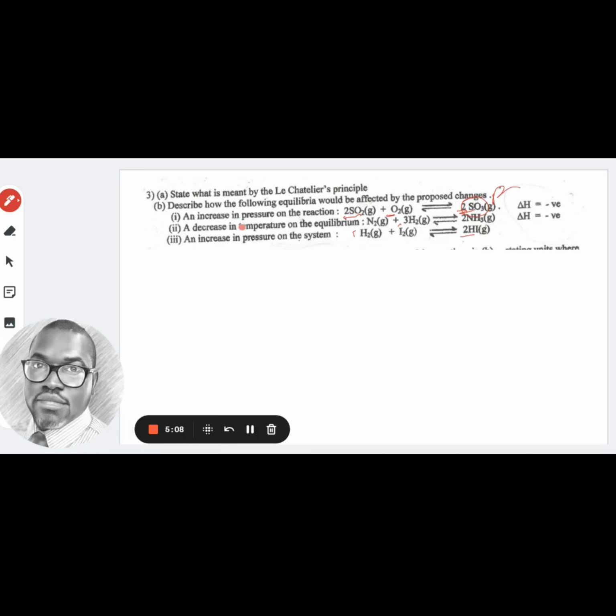And of course, this is a gaseous system, so pressure is pretty much the same as concentration. If you change the concentration, then the system will do something in order to counteract that change, similar to pressure.